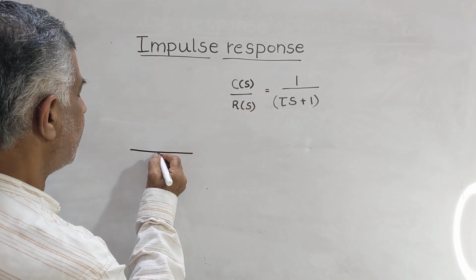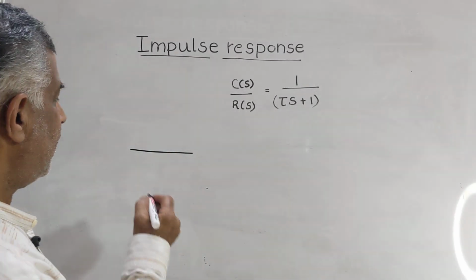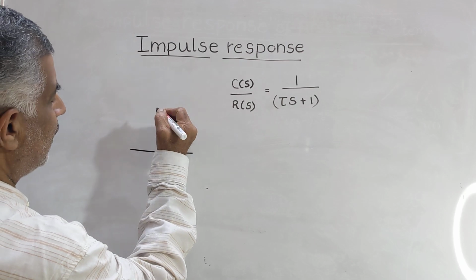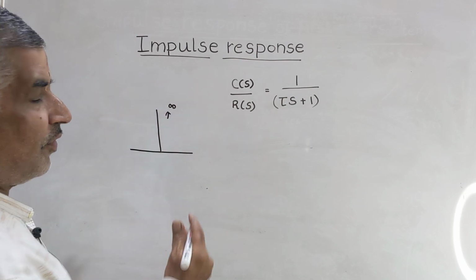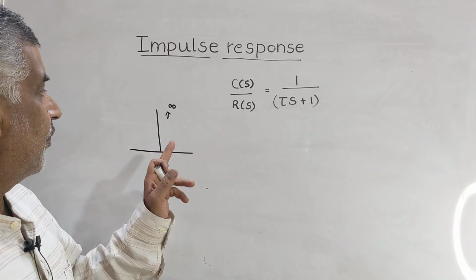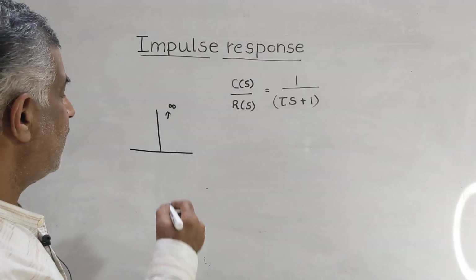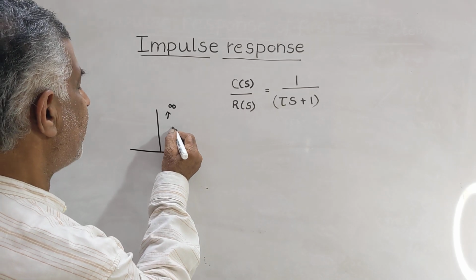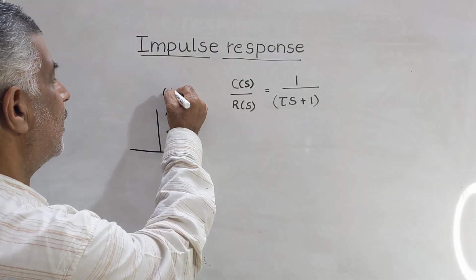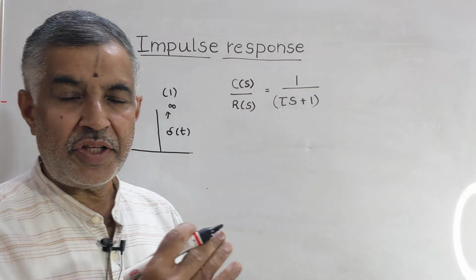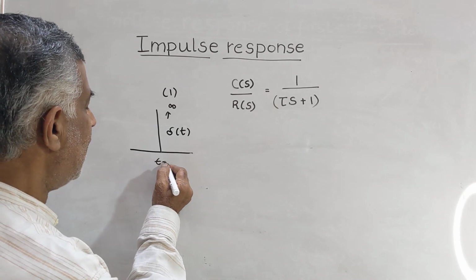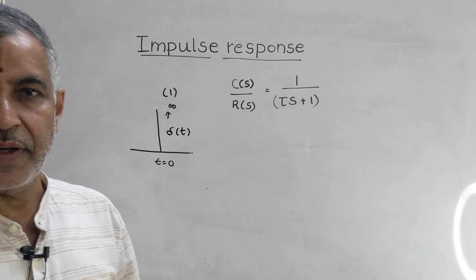So impulse input acts instantaneously, and this is what is known as an impulse function, and it is a huge value, and impulse function is interpreted as what is known as unit impulse. Unit impulse means it reaches a value of 1. So delta t is what is called as impulse function.